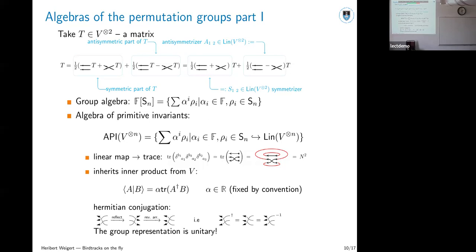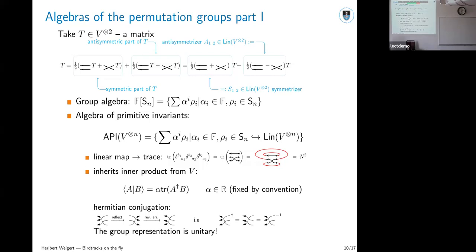In the math literature, this often comes in as the group algebra, formal linear combinations of the permutation group elements. For us, this comes as formal linear combinations of operations on tensor spaces, and that brings in additional structure. I've already talked about this. Since this is a linear map on tensor spaces, it's a linear map, and linear maps have trace operations associated with them in a natural way.